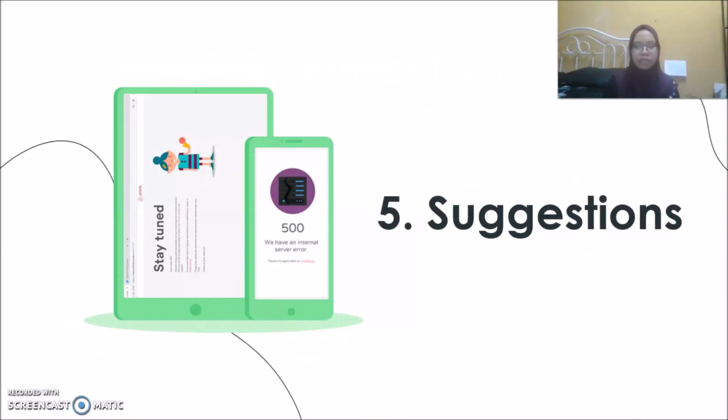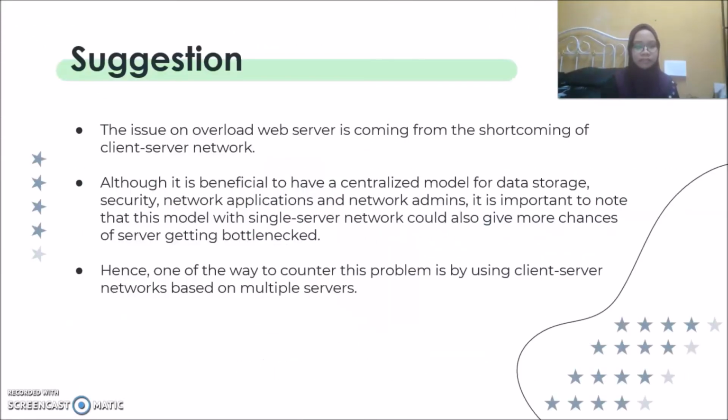So the next slide is about suggestions. As we mentioned before, the issue of overloaded web servers comes from the shortcomings of the client-server network itself. Although it is beneficial to have a centralized model for data storage, security, network applications, and network admins, it is important to note that this model with a single server network also gives more chances of the server becoming bottlenecked. Hence, one of the ways to counter this problem is by using client-server networks based on multiple servers.